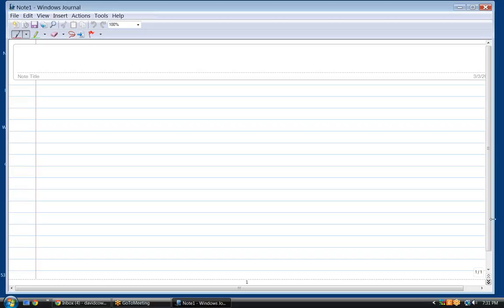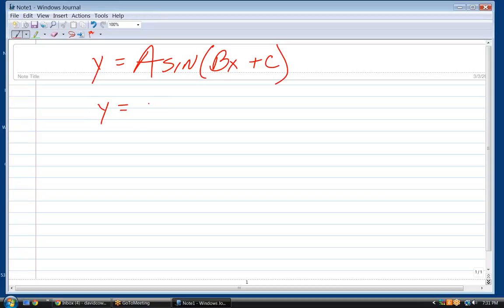So the directions are to express the function as a sinusoid in the form y equals a sine, parenthesis bx plus c. Bx plus c? Yeah. Okay. And the problem is y equals 3 cosine 2x minus 2 sine 2x. Minus 2 sine 2x? Yeah.